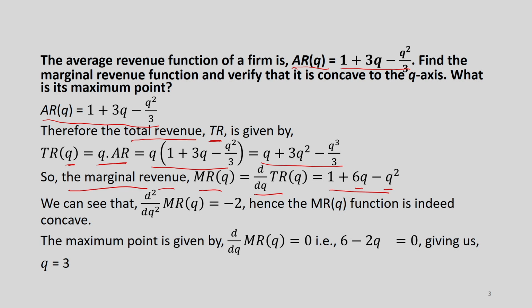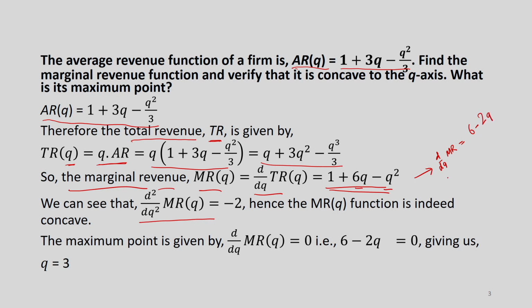Now, verify that it is concave to the q axis. We have found out the marginal revenue function. Now, how to show that it is concave to the quantity axis? Well, that we have seen in the previous problem. I take the second derivative. Here, what is the first derivative? The first derivative is d/dq of MR, and if you differentiate this with respect to quantity, it becomes 6 minus 2q.